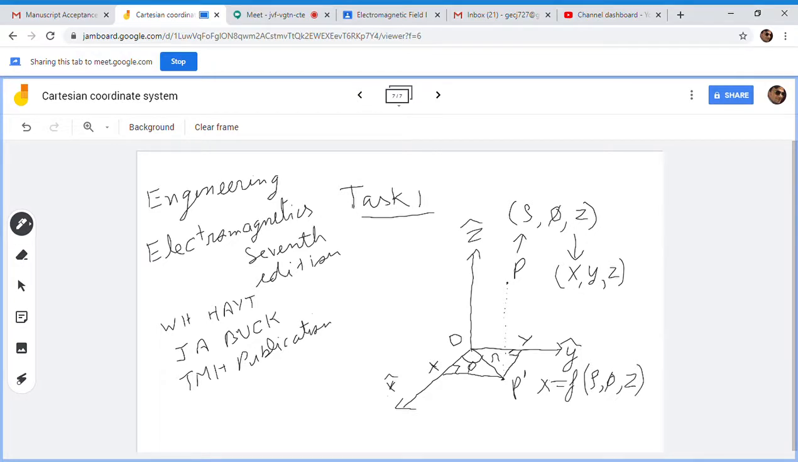So you need to observe this thing. X will be a function of rho, phi and z, because at the initial point you are only given rho, phi and z. So if we have to determine x, then x should be a function of rho, phi and z. Similarly, y should be a function of rho, phi and z. Similarly, z will be a function of rho, phi and z.